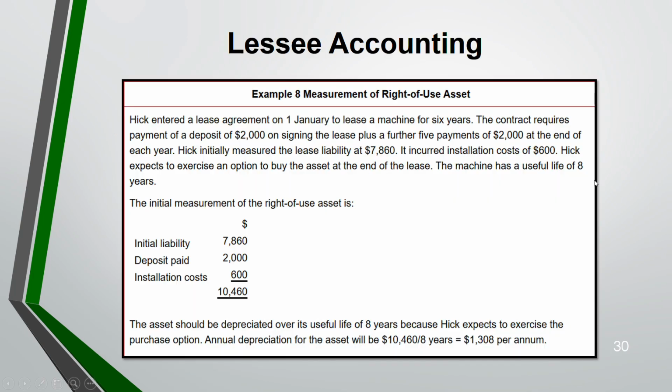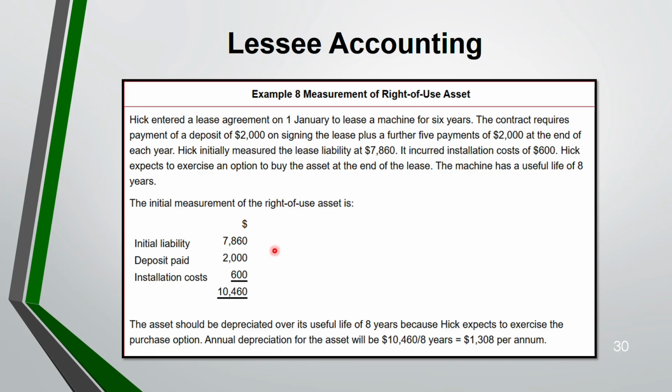Now example 8, where we are measuring the right of use asset. Earlier we measured the lease liability, now the right of use asset. Here you have been given a machine that you have leased for 6 years, depositing 2000, further 5 payments of 2000 at the end of each year. The measured liability is 7,60, installation cost 600. They are going to exercise the option to buy, and the machine has a useful life of 8 years. So your lease is 6 years, machine is 8 years. Because you are buying it at the end, you will depreciate over 8 years.